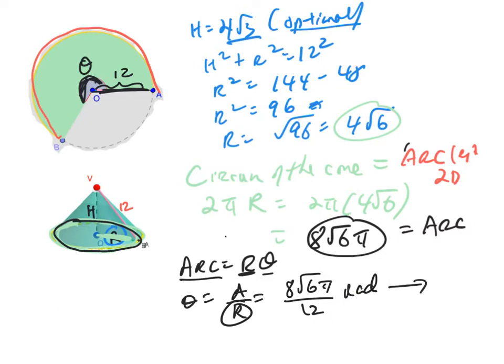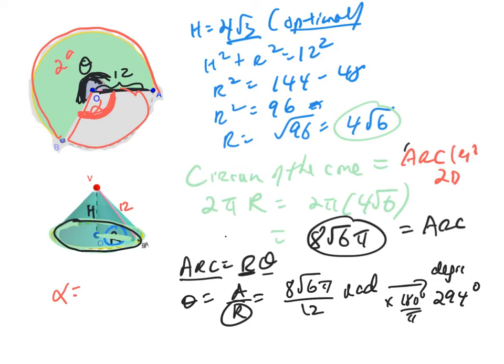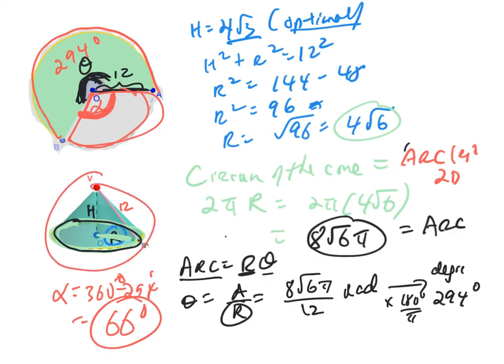If we change it to degrees, we multiply by 180 divided by pi, and that will give us 294 degrees. So this piece that we're maintaining is 294 degrees. If we want to find the leftover piece, the piece that we're going to cut out, this sector here, I'll put it in red, let's call it alpha. We know the full circle is 360, so 360 minus 294 degrees gives us 66 degrees. So in conclusion, the ideal piece to cut out to make the largest cone is a sector of 66 degrees, and then you'll get your maximum cone.